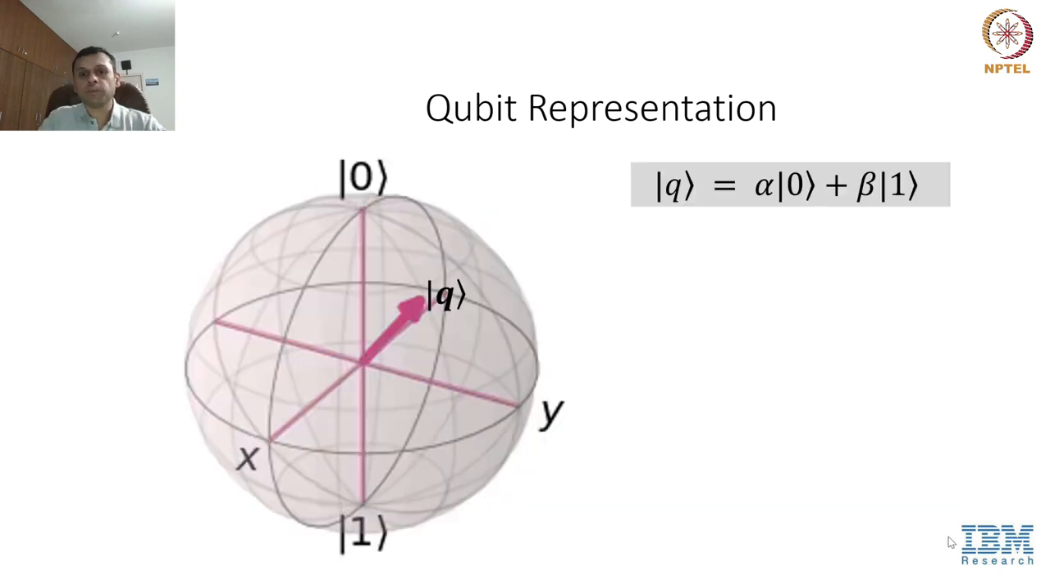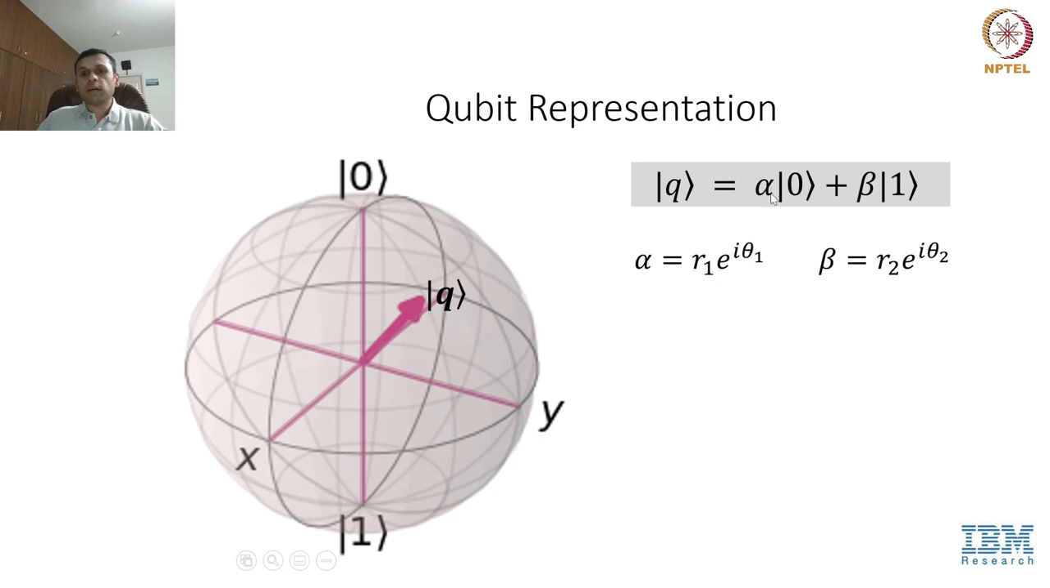Take any arbitrary qubit, Q, which is alpha 0 plus beta 1. Turns out we can use a Bloch sphere to represent this qubit Q in a visually intuitive way. Any qubit Q can be represented as a point on the surface of the Bloch sphere. So let's see what more use we can get out of the Bloch sphere representation.